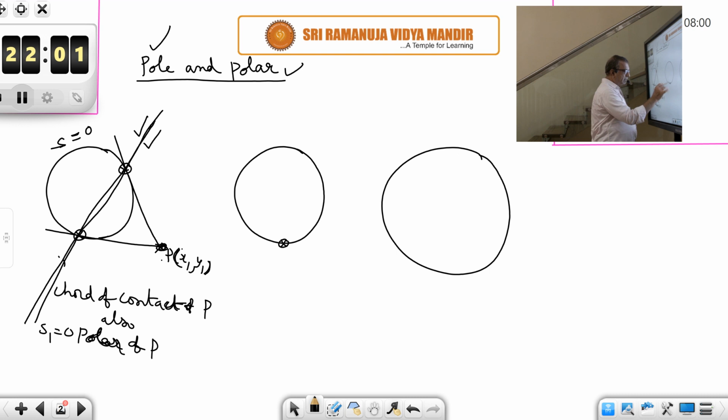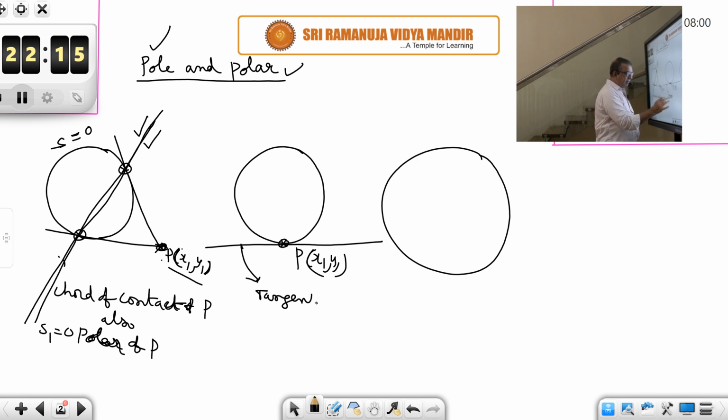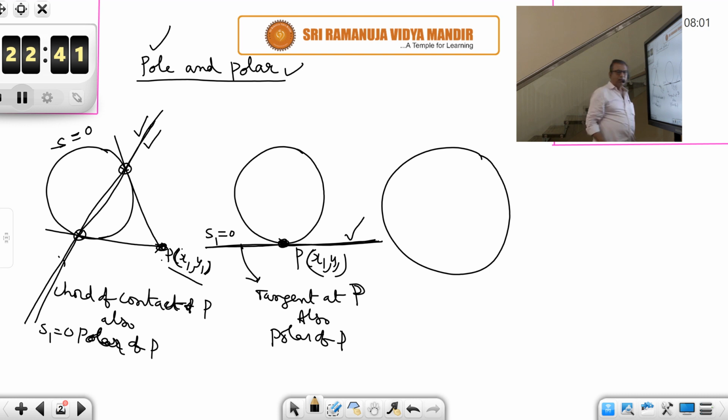Suppose the point is on the circle. Then the tangent at P and polar of P are same, both are same. Tangent at P itself is polar of P. Its equation is S1 is equal to 0. Okay. So for this point P, this line is polar. For this line, this point is pole.